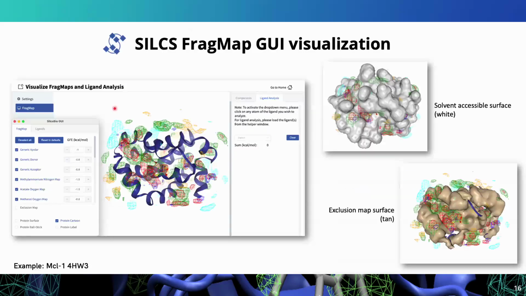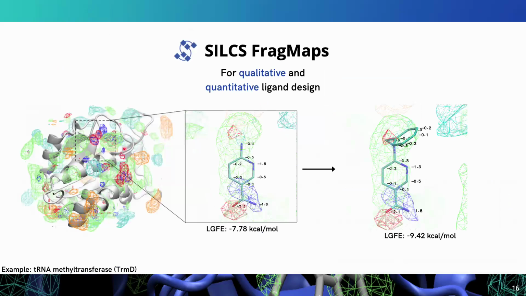Once the SILCS simulations have been completed, you can visualize the SILCS FragMaps using the SILCS-Bio GUI along with the target structure in different representations. These FragMaps are useful not only for qualitative analysis, but also for quantitative analysis.